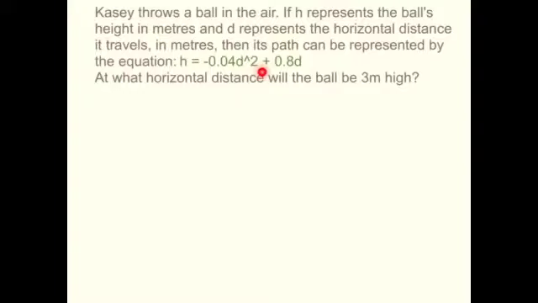So what I'm going to do first is take my 3 meters and substitute that in for the height, because that's what it is, it's the height. So I'll have 3 equals negative 0.04 d squared plus 0.8 d. So now I have a quadratic equation that I can solve. I'm just down to one variable. I only have d's and no h's left, because I replaced my h with 3. So I could solve this using the quadratic formula.